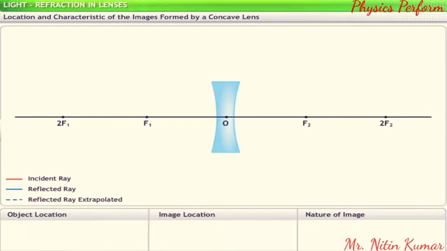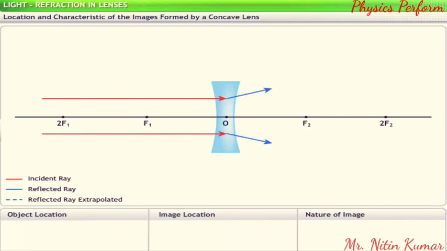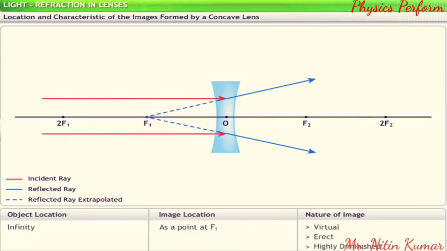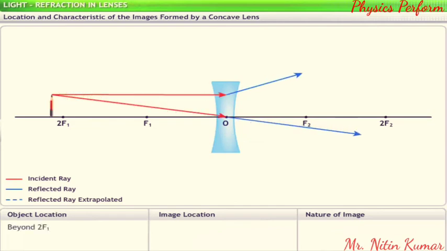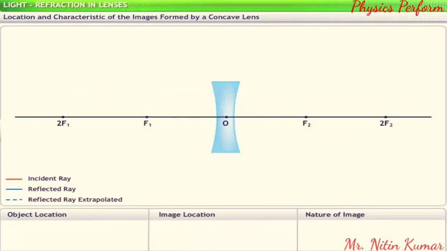For each position of an object, consider two light rays emanating from a point on the object. When the object is placed at infinity, the image is formed as a point at f1 and is virtual, erect and highly diminished. When the object is placed beyond 2f1, the image is formed between f1 and O and is virtual, erect and diminished.